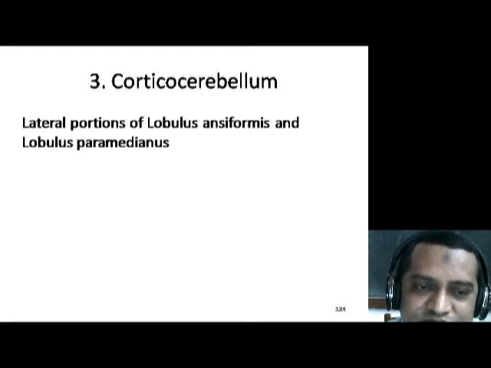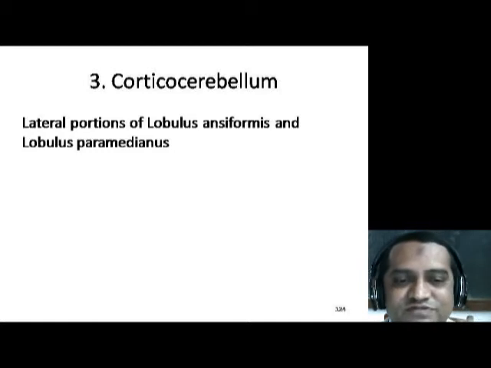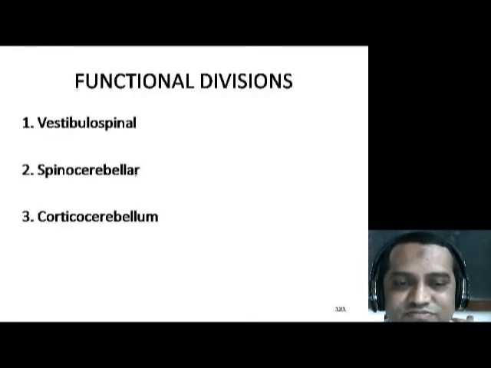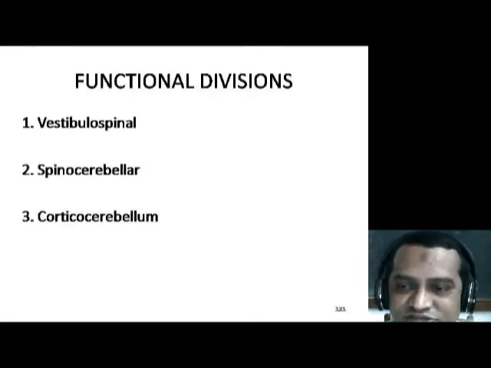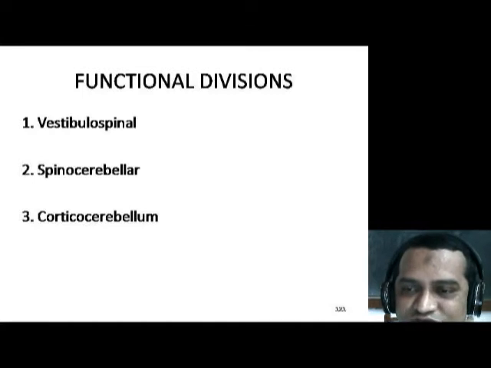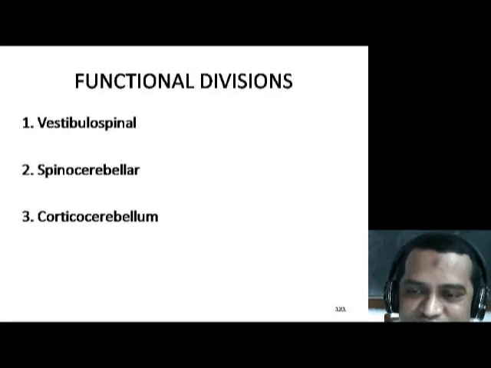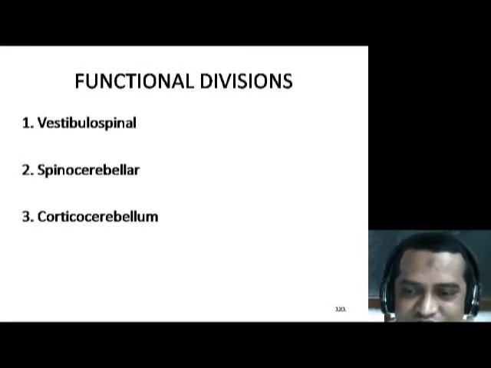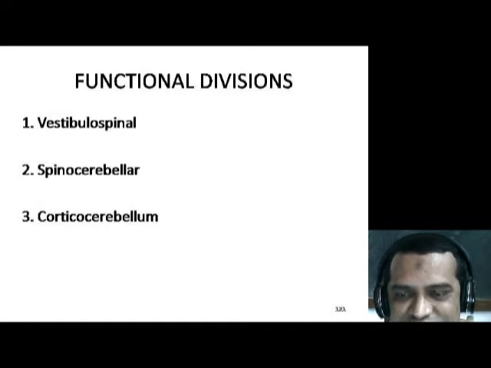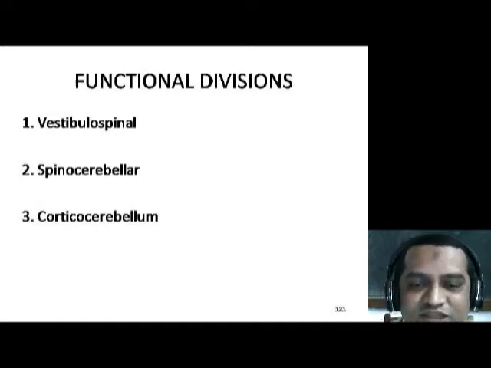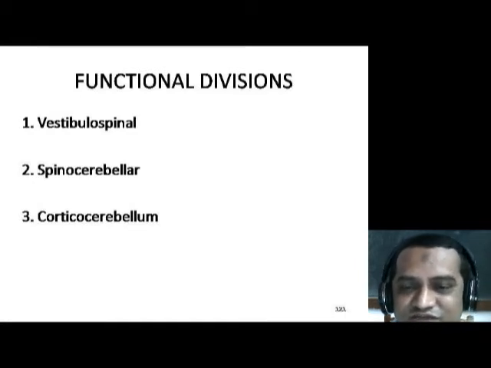Then the third functional division is the corticocerebellum. This corticocerebellum includes only the lateral portions of lobulus ensiformis and lobulus paramedianus. So this is about the functional divisions of cerebellum. There are three types: vestibulocerebellum, spinocerebellum, and corticocerebellum. So these are the functional divisions.